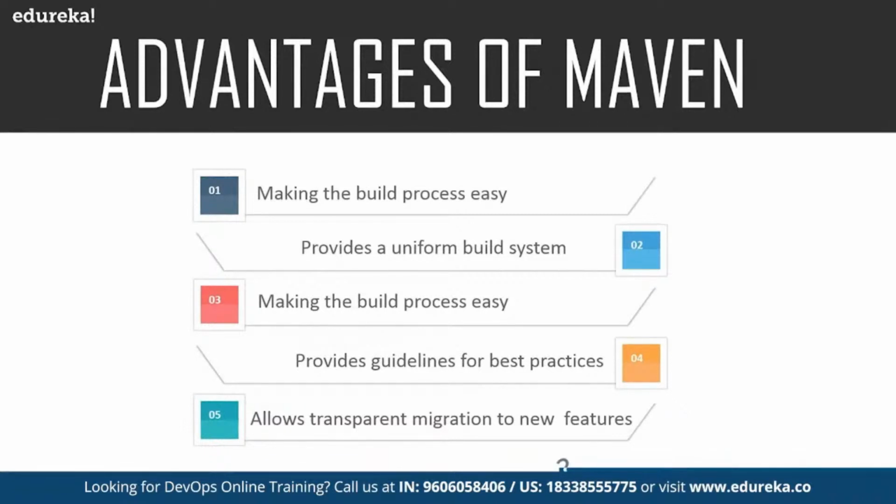Maven allows a project to build using its project object model, that is the POM, and a set of plugins that are shared by all projects using Maven, providing a uniform build system. Once you familiarize yourself with how a Maven project builds, you automatically know how all Maven projects build, saving you immense amounts of time when you try to navigate among many projects.